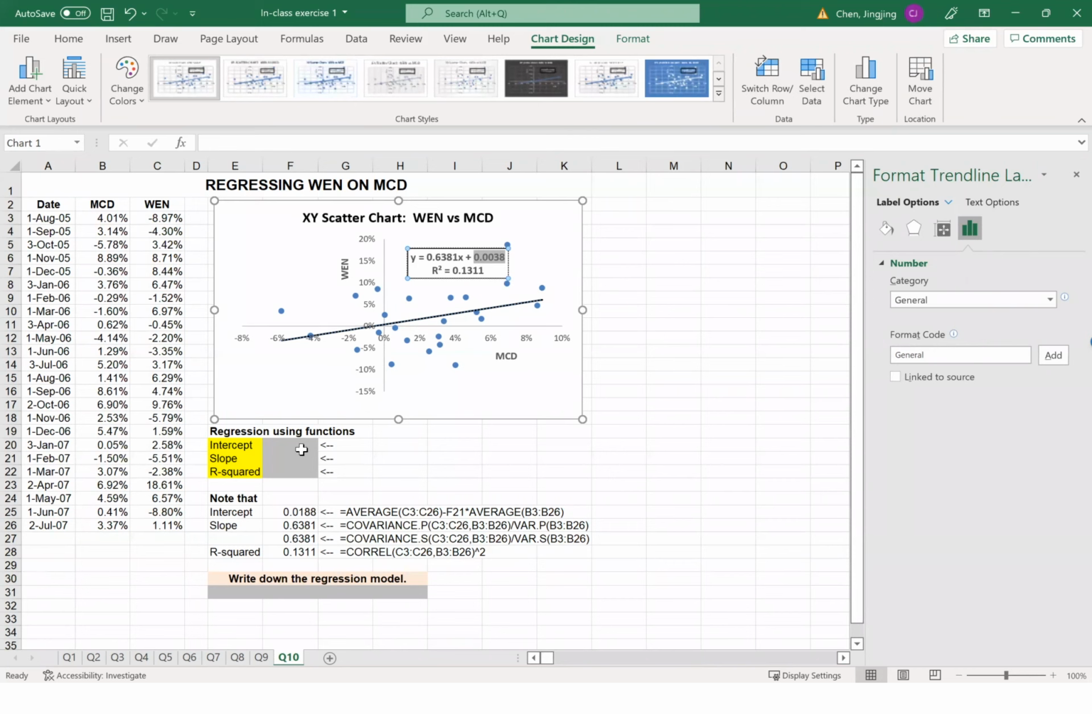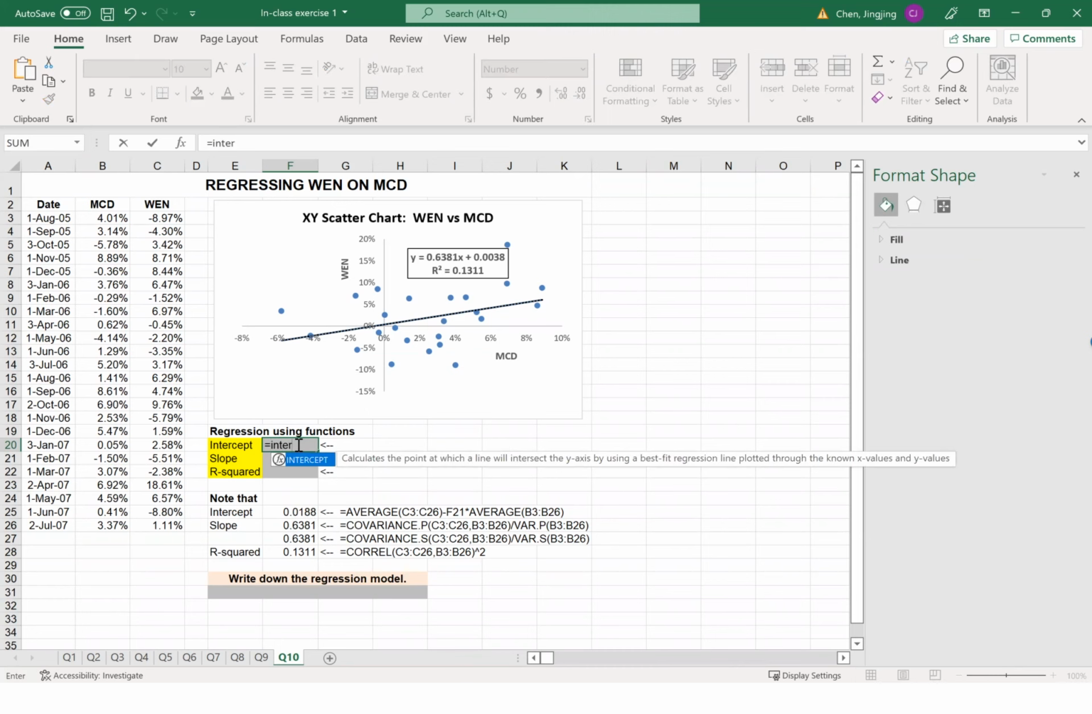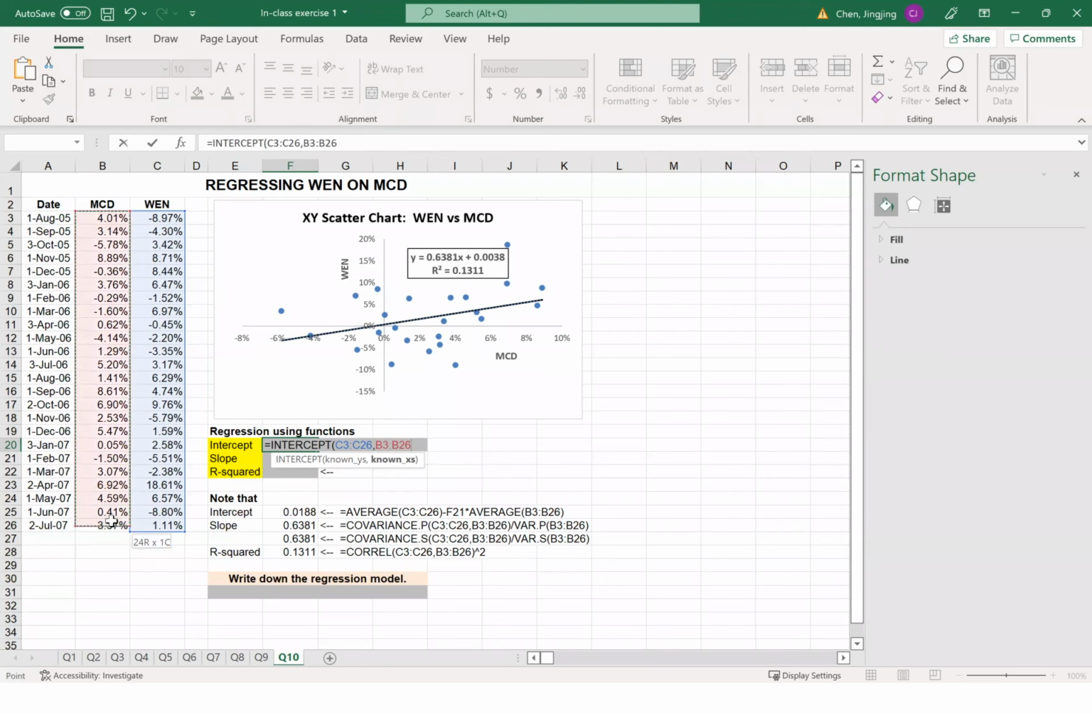So now, here I want you to use regression functions to calculate the intercept and slope. So basically, it's pretty straightforward. You just don't want to mix Y with X. So make sure you know what is Y and what is X here. So the Y here should be the return of, okay, actually it's this one, and the X should be the return of MCD.